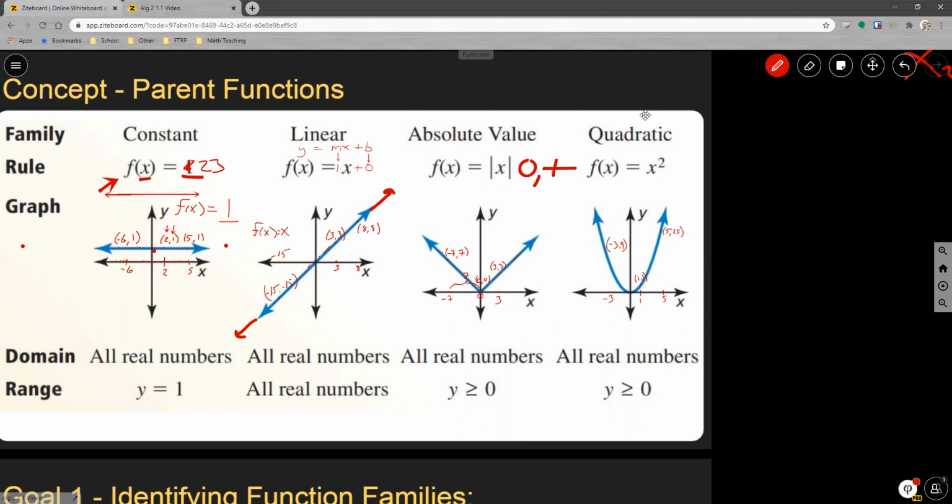Quadratics work the same way as the absolute value. Since I'm squaring my input, I can put in any value, but if I square a negative, it's going to turn positive. If I square a positive, it'll stay positive. And if I square a 0, it's going to remain 0. So again, my range on a quadratic function is going to be all y values greater than or equal to 0.